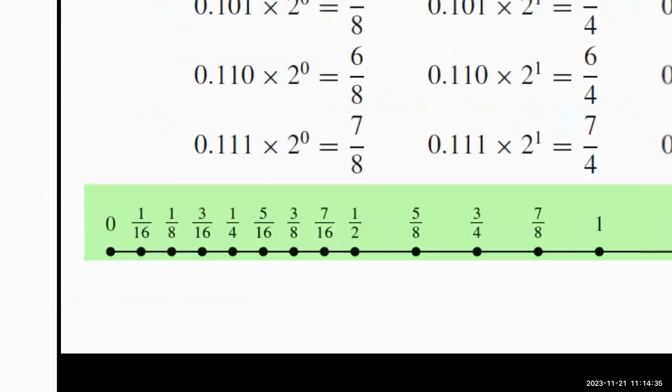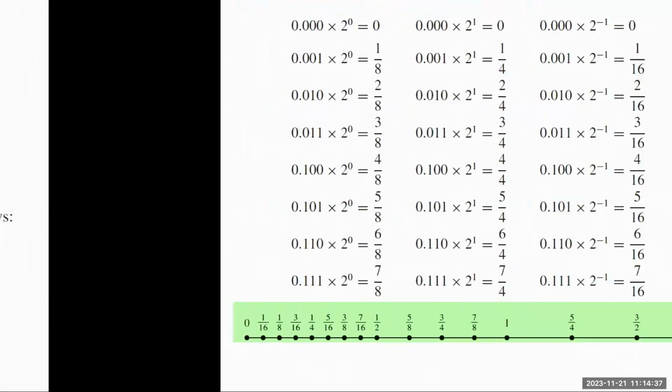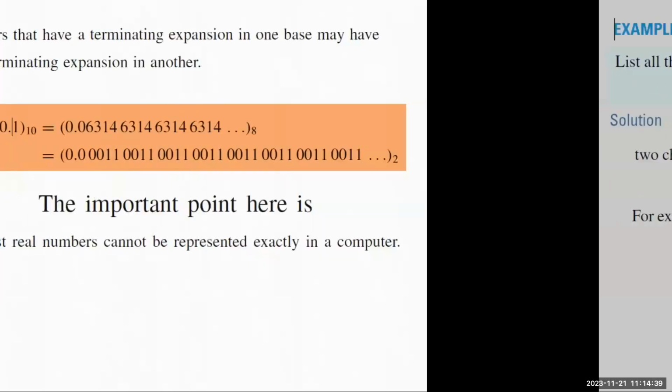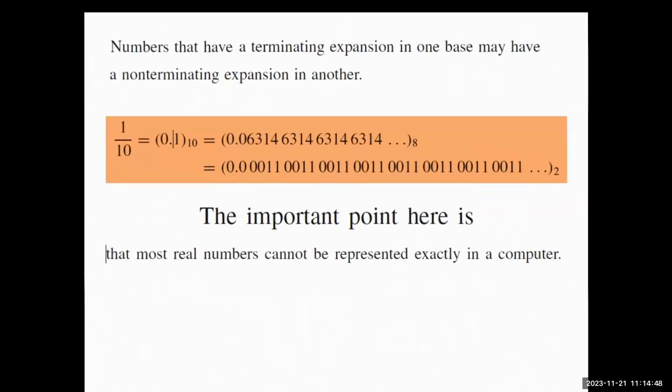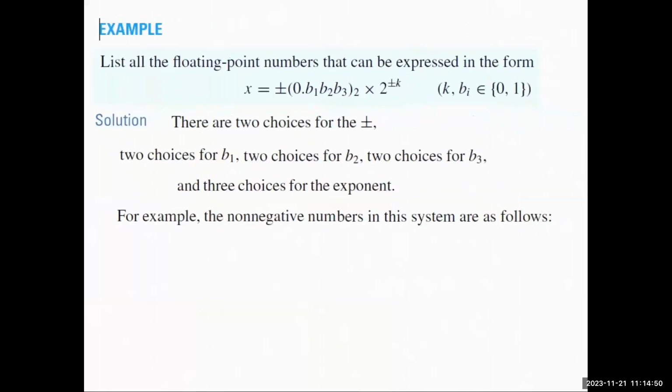So this is what I mentioned: most real numbers cannot be represented exactly in the computer.